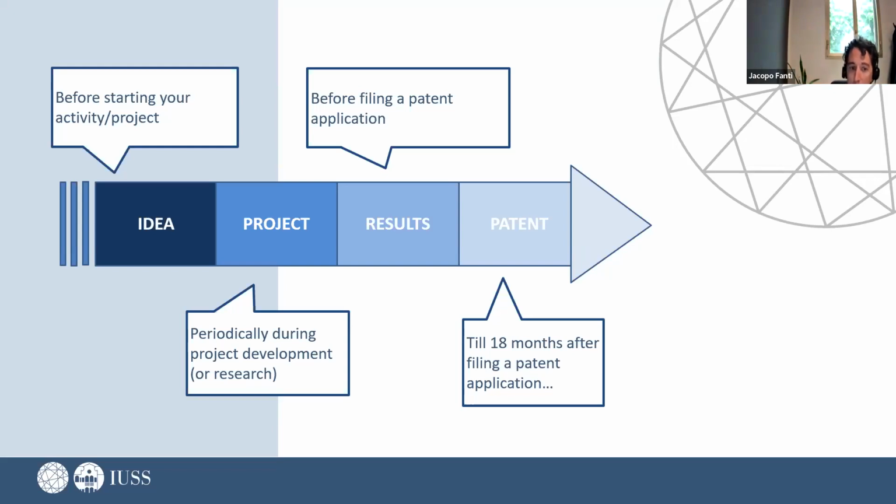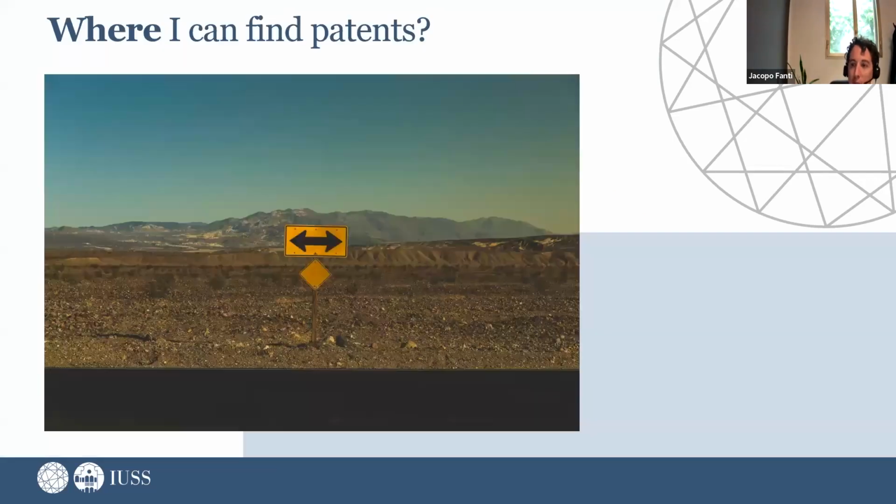Then once you achieve a research result, you could investigate the patent databases in order to understand whether there is room for filing a patent application. And till 18 months after filing a patent application, you could be interested in launching searches, because for the first 18 months, a patent application is secret. So you need to keep searching for new patents that are made available.